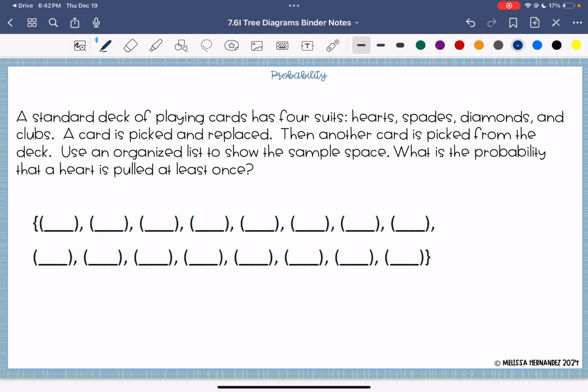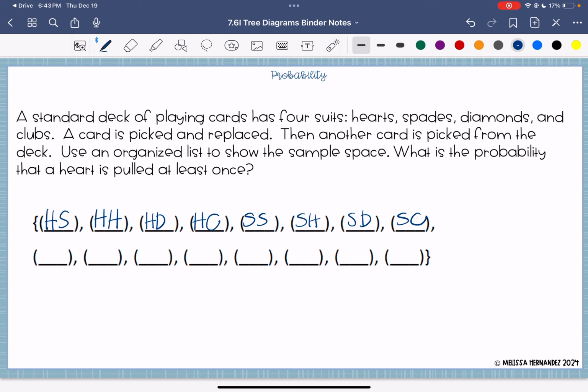So we can get hearts the first time and then spades the second time. Hearts the first time and then hearts the second time. Okay, you can get hearts the first time, diamonds the second time, heart the first time, and then club the second. Now I'm going to start with the spades. So get a spade first, and then you can also get a spade the second time. You can get spades with a heart, and then spades with the diamond. And then you could also get spades with the club.